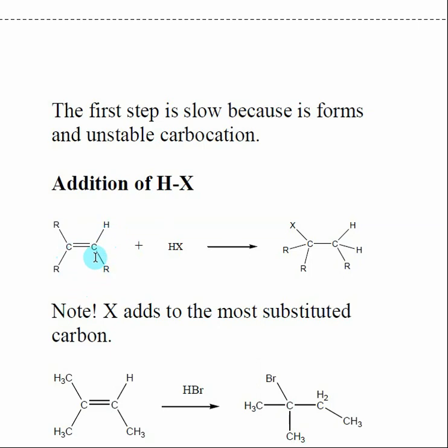So this carbon in my double bond has one R group. Remember, an R group just means some carbons and hydrogens. This carbon has two R groups. So this is the more substituted carbon. This is the less substituted carbon.